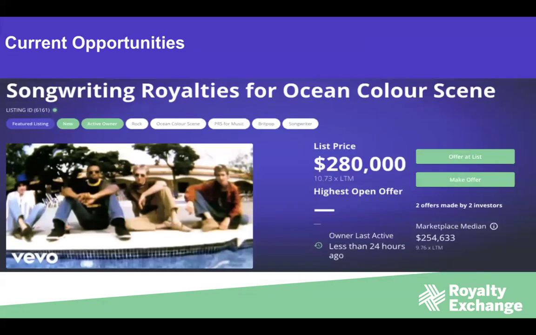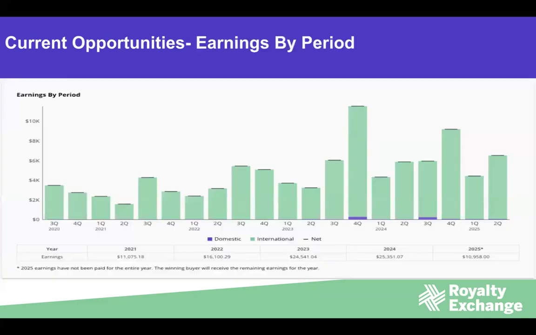So here's a snapshot of the listing right now. It's got a list price of 280. Our median's around 254.6, so we modeled 255 as the entry just because it's simple. This is a life of rights catalog, which is great. Long, long tail of earnings, something that a lot of people look for. And yeah, the 27-year dollar age justifies that higher multiple, and it's a nice vintage.